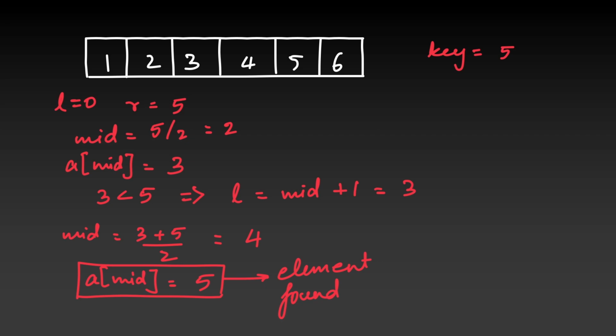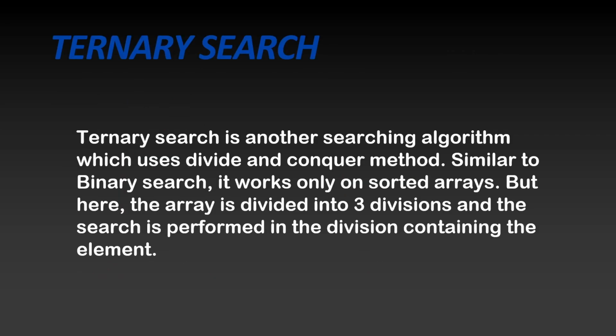Now let's move on to the next and last searching algorithm we have, ternary search. Ternary search is another searching algorithm which uses divide and conquer method. It is very similar to binary search and it works only on sorted arrays. But here the array is divided into three divisions and the search is performed in the division containing them.